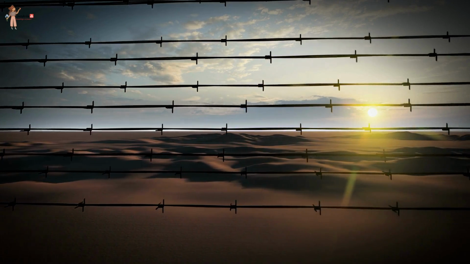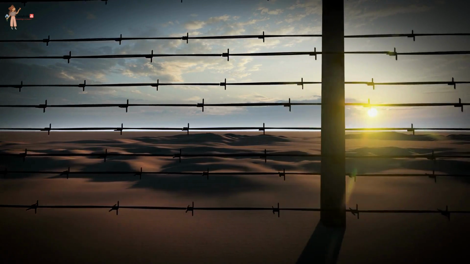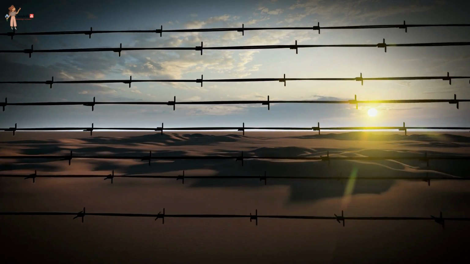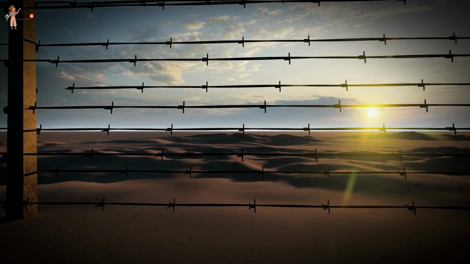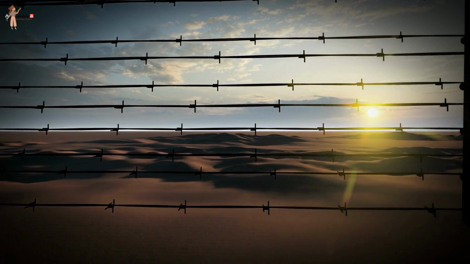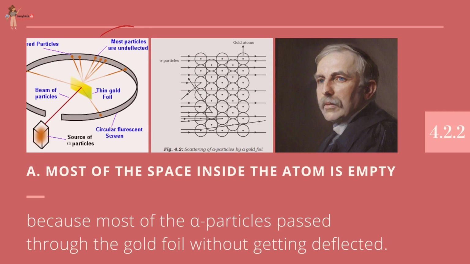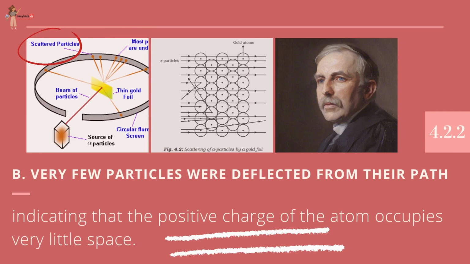But if a blindfolded child were to throw stones at a barbed wire fence, most of the stones would not hit the fencing and no sound would be heard. This is because there are lots of gaps in the fence which allow the stone to pass through them. Following a similar reasoning, Rutherford concluded from the alpha particle scattering experiment that most of the space inside the atom is empty. Why? Because most of the alpha particles pass through the gold foil without getting deflected.